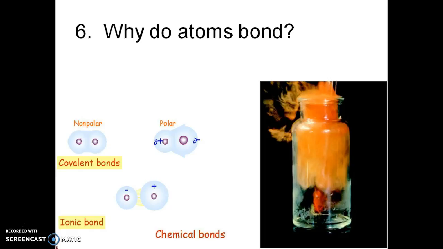So, question 6, why do atoms bond? Well, they want to be stable. All things in the world want to be stable. They want to reach a state of equilibrium. And it's the same thing with atoms. They don't want those unstable valence energy levels.